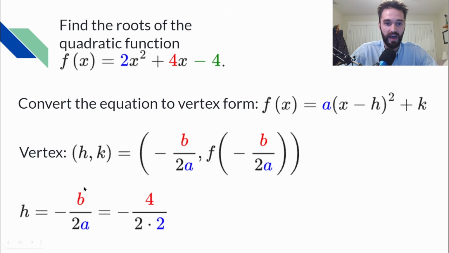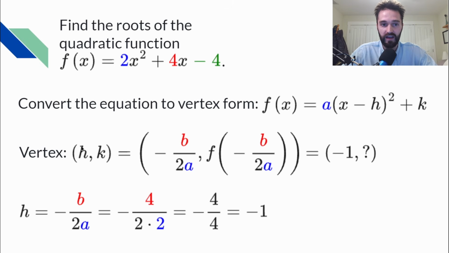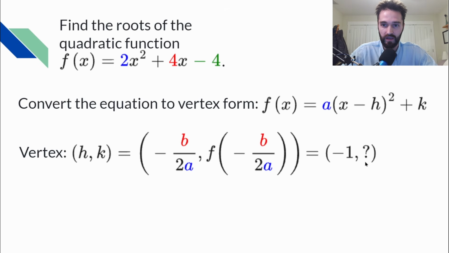All right, we have b in red is 4, so we'll put that up here. And a in blue is 2, so we'll put that down here. And that gives us minus 4 over 2 times 2, which is equal to minus 4 over 4, which is equal to negative 1. Okay? So the x value of the vertex is equal to negative 1. We don't know what the y value is yet. Okay? So let's find that next.